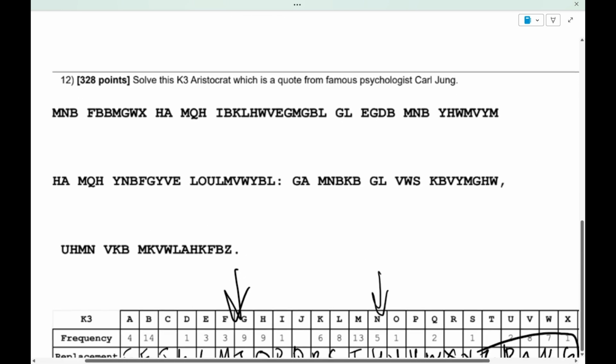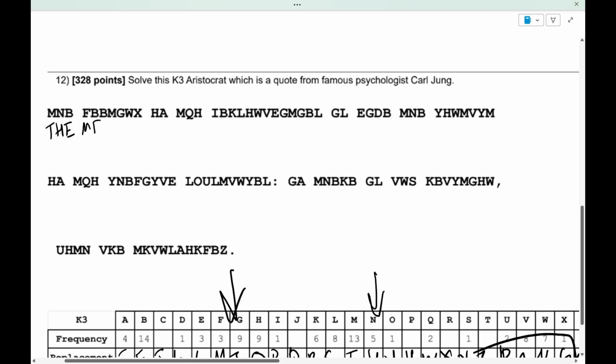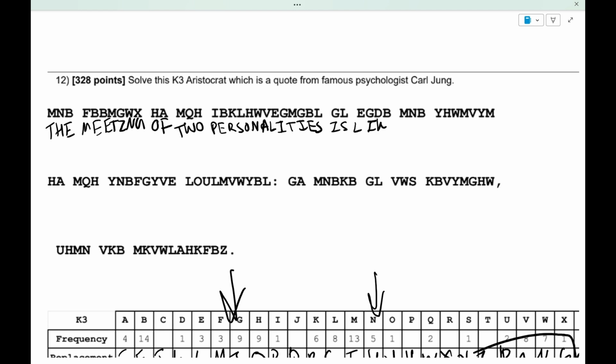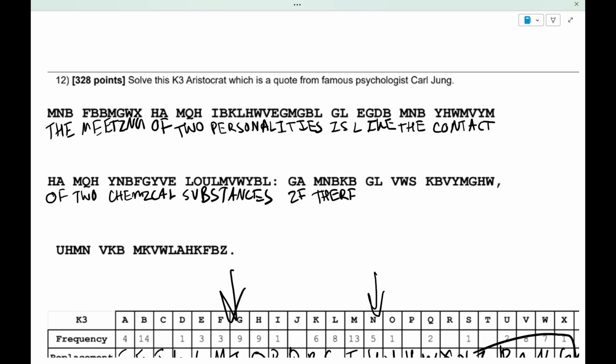And so if I fill in the actual cipher, you should have gotten: the meeting of two personalities is like the contact of two chemical substances. If there is any reaction, both are transformed.